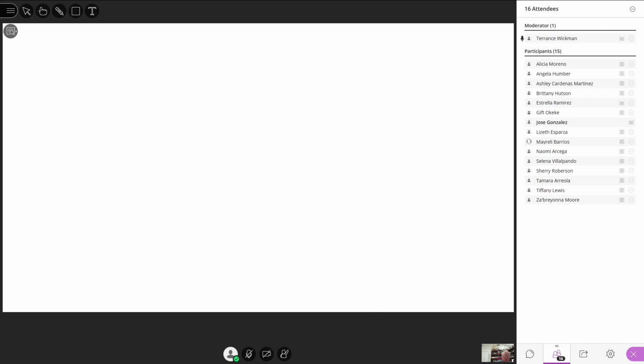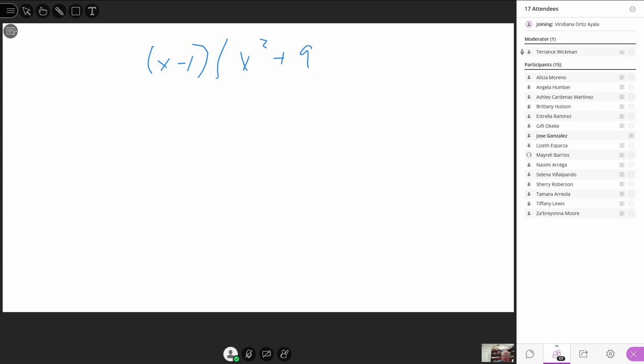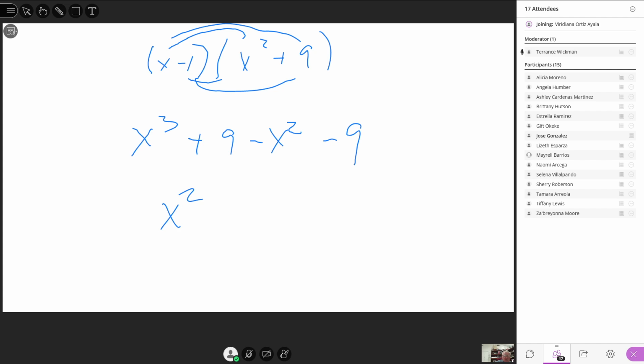So we have x minus 1 in parentheses times x squared plus 9. You take this times this for x cubed. You take this times this and you get 9x. Take this times this, you get a minus x squared. And this times this, you get a minus 9. When you add it all up, you get x cubed minus x squared. Now let's see if that's what they get.